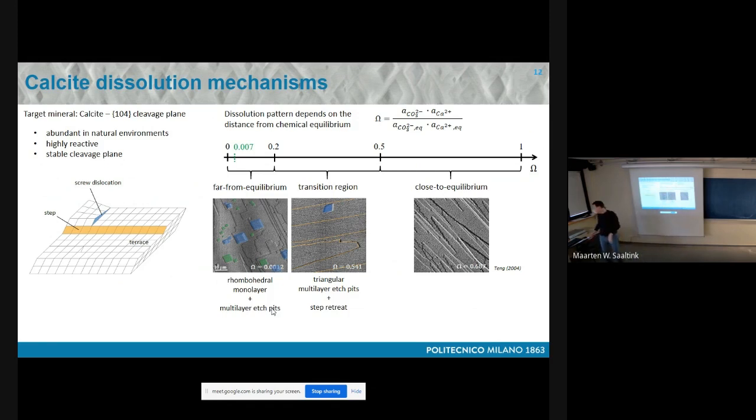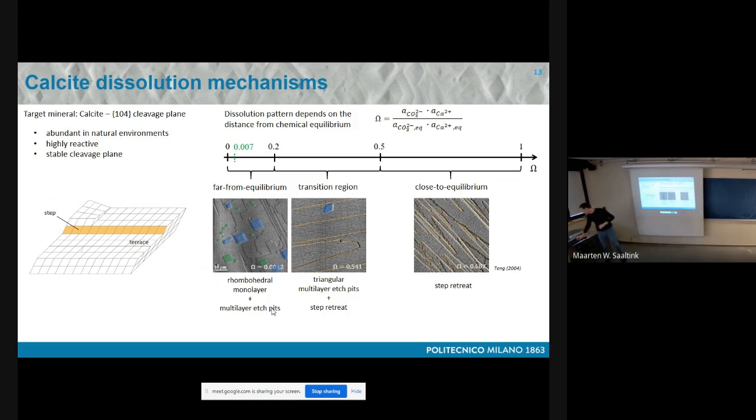You have several terraces in the crystal, while at close to equilibrium conditions, mainly the pattern at the surface of the crystal is governed by dynamic step retreat. We worked at far from equilibrium and at close to equilibrium conditions, and I'm focusing on showing you some results that we obtained at far from equilibrium conditions. Yes? What is a step retreat? Step retreat is as if you have several terraces which evolve in time. I'll show you some pictures of those with the dynamic evolutions.